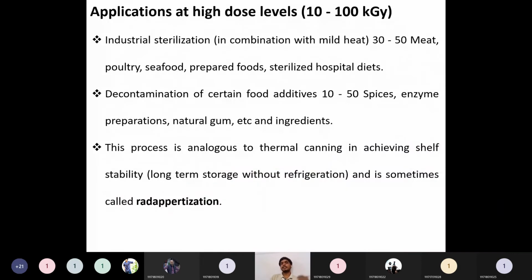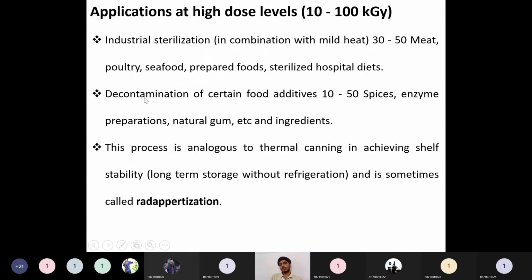Then next one comes to the high dose level. So this dose level is called radappertization. So this radappertization will have many industrial applications. So industrial sterilization in combination with mild heat. 30 to 50 kilograys will be used here for meat, poultry, seafood, prepared food, sterilized hospital diets, and everything. This dose level can be used; some adverse effects will be there, but maybe not that much. Because this is also one process that exists for some of the foods, they can use this one.